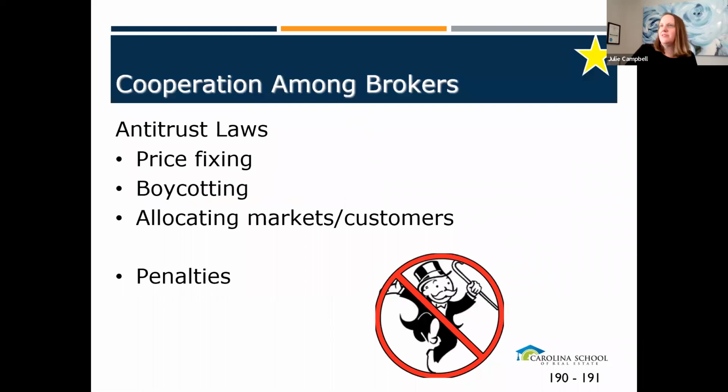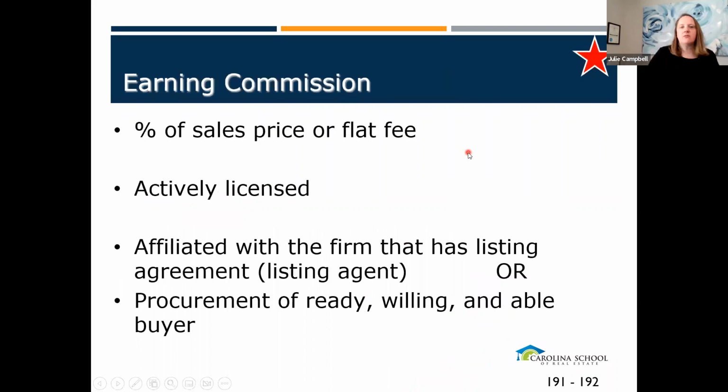We talked about Sherman's antitrust laws. Page 191, we start talking about the commission a little bit. Earning your commission. First off, I need everybody to understand there's a difference between when we earn our commission versus when we're actually paid.